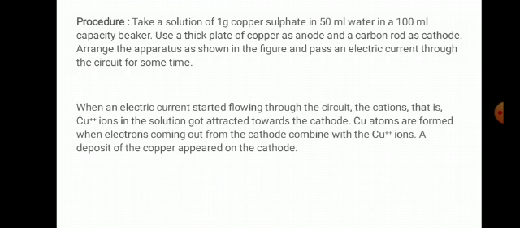Copper 2 plus ions are coming from the dissociation of copper sulfate solution. Copper 2 plus ions are cations, they are positively charged ions, so they will get attracted towards cathode. Cathode means negative electrode. Here carbon rod acts as a cathode and copper atoms are formed on this cathode and deposit of copper takes place on the cathode.